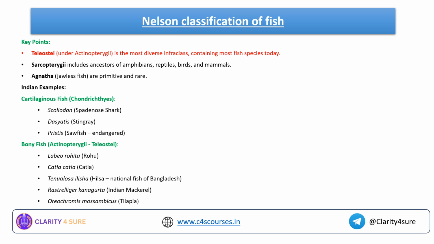Now quickly we will make a gist of whatever we have learned from the previous slide. We know that Teleostei, see, this is very important. Teleostei under the Actinopterygii is the most diverse infraclass containing most of the fish species today. And Sarcopterygii, we know, includes the ancestors of amphibians, reptiles, birds and mammals.